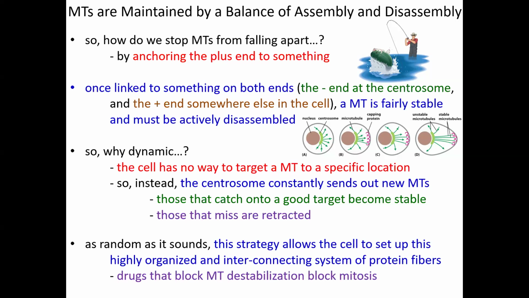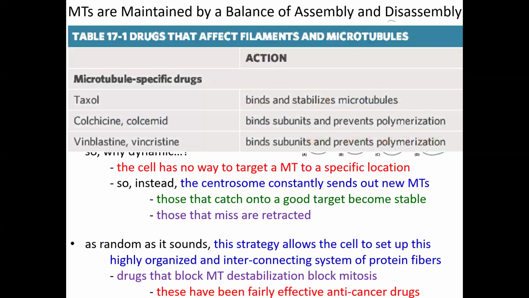We can see evidence of this. Drugs that block microtubule destabilization, I know that's a double negative, but in other words, drugs that stabilize microtubules block mitosis. Mitosis can't occur if microtubules are stable, because in order for mitosis to occur, microtubules have to break down and be rebuilt dynamically for chromatid separation. So drugs that keep the anchoring proteins from popping, drugs that keep microtubules in place during interphase, block mitosis and cellular proliferation. So these make pretty potent anti-cancer drugs.